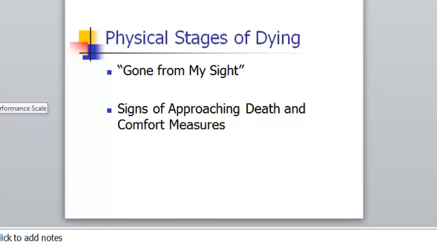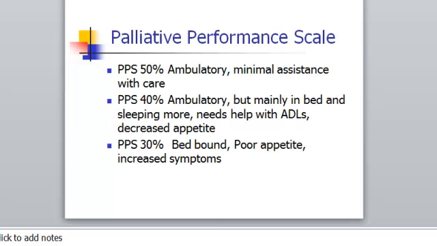Okay. So I think it's important when you're teaching families, if you do have literature, to explain what you're handing them. Don't just hand them information. Talk about it, and they can put the two things together. Any questions on that? And we've touched on the signs and symptoms of approaching death. We might go into that a little bit more later. The next thing we're going to talk about is the Palliative Performance Scale. And I do have some copies of that.